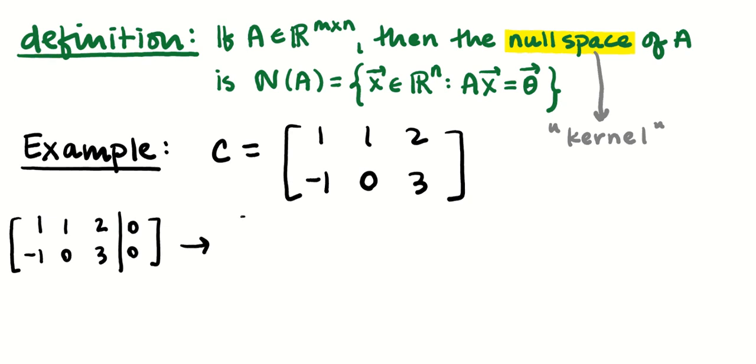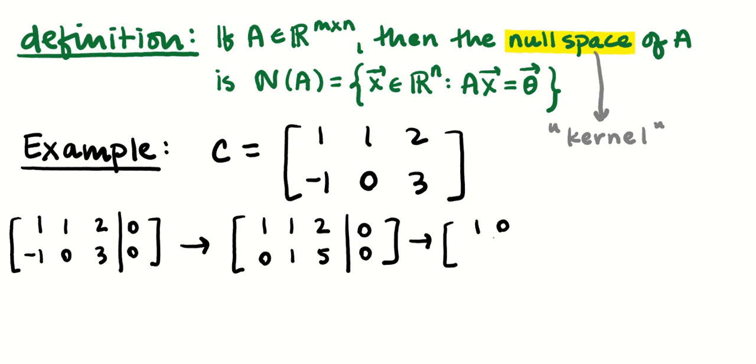And I'm going to row reduce. So I'm going to start by taking row 1 and adding it to row 2, and 2, 5, augmented with 0, 0. Now I might subtract row 2 from row 1 to get rid of that one up there. And then I'll have that. 2 minus 5 is negative 3. This is going to be a 5.